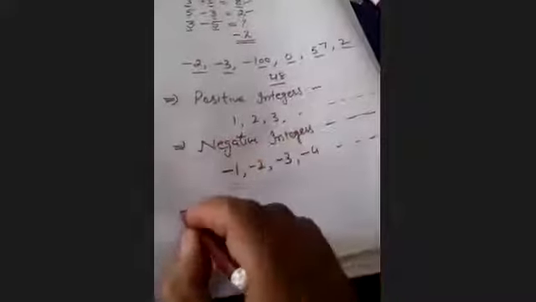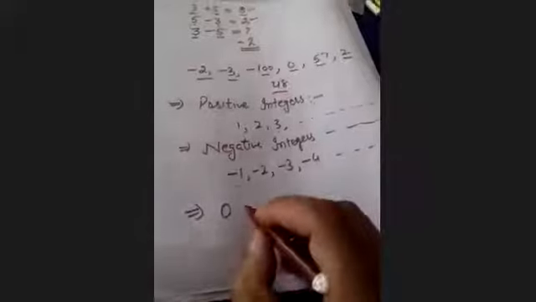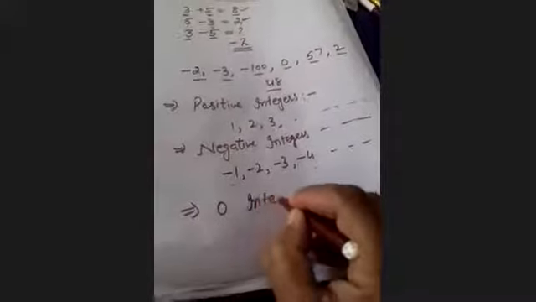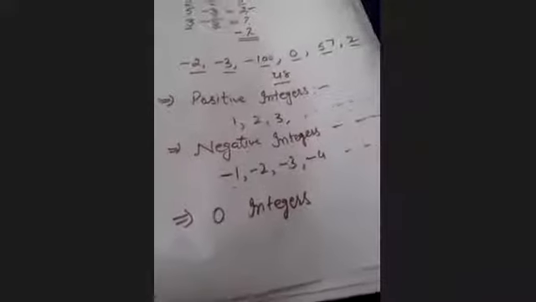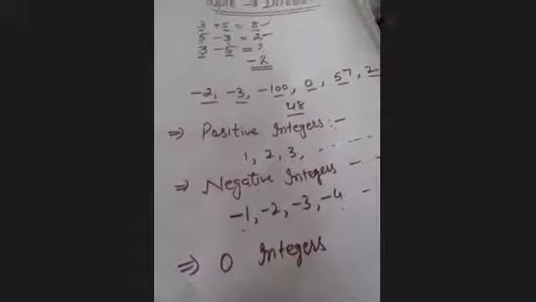Next, 0 is also an integer, which is neither positive nor negative. So बेटा 0 जो है वो पॉजिटिव भी नहीं है, वो नेगेटिव भी नहीं है. Clear, students?